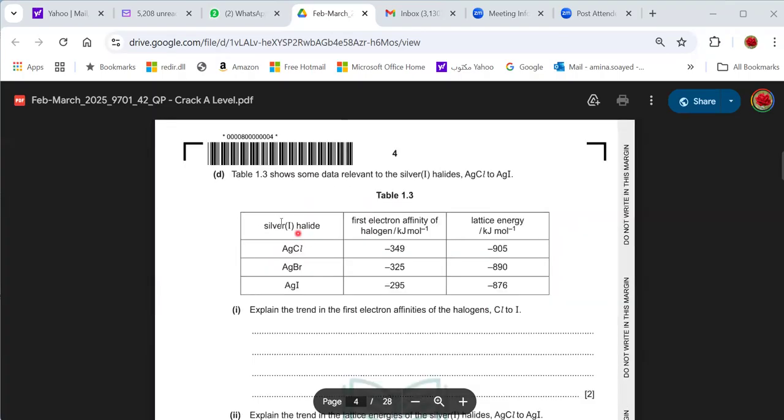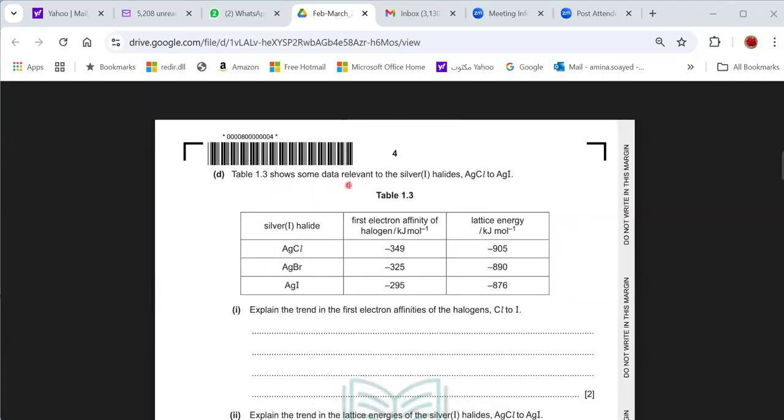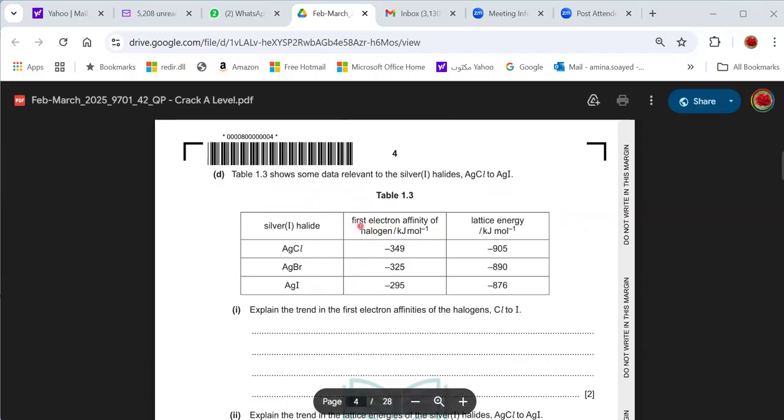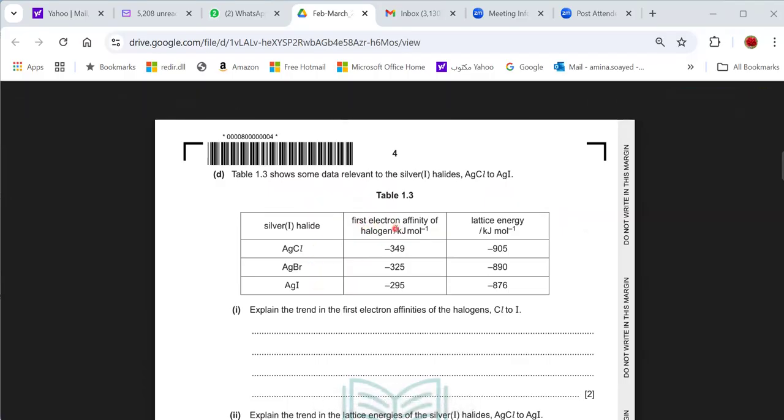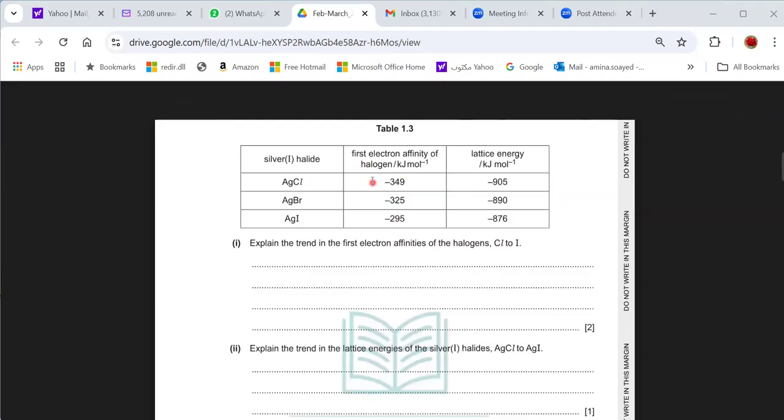Let's see the next question. It says table 1.3 shows some data relevant to silver halides, silver chloride to silver iodide. They gave us silver chloride, bromide, and iodide, and they wrote the first electron affinity of the halogen. It's for the chloride minus 349, for silver bromide minus 325, and for the silver iodide minus 295. The lattice energy is minus 905, minus 890, minus 876.